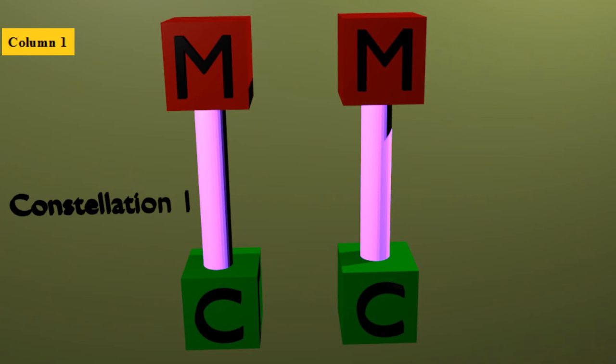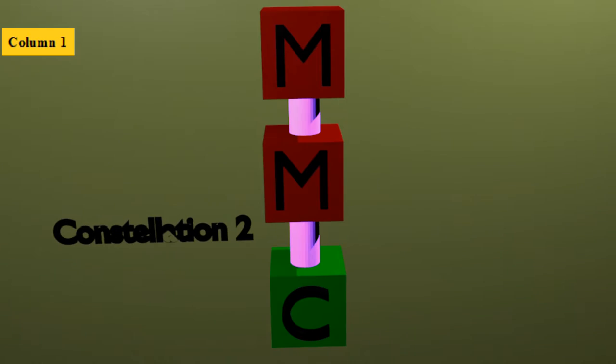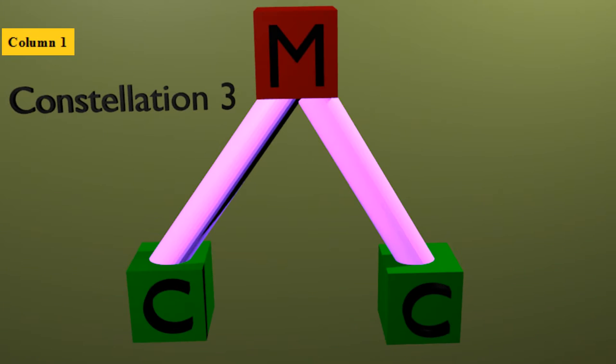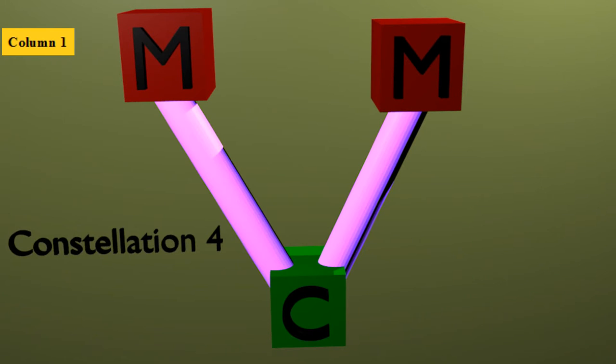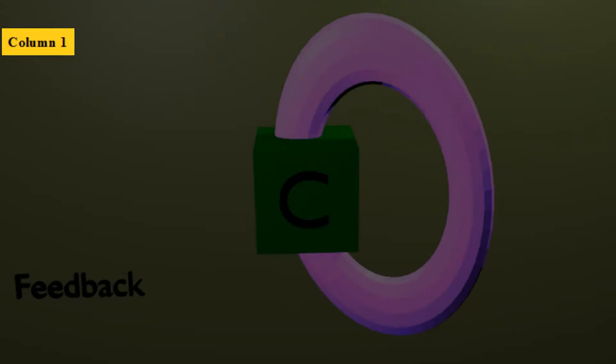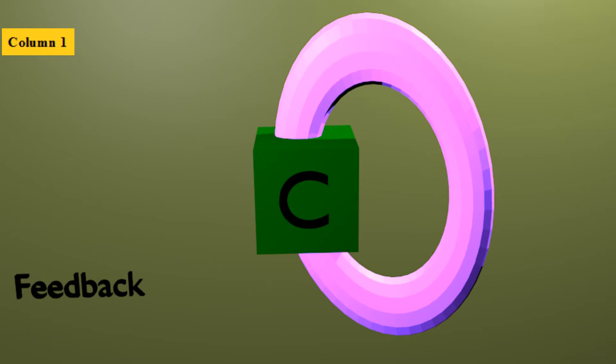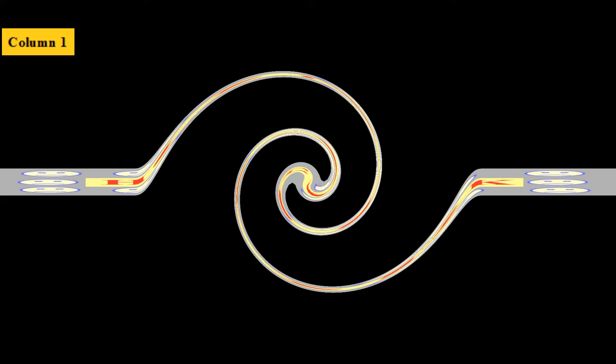In constellation 1, there are 2 or more independent chains of modulation being patched parallel to each other. In constellation 2, there are 2 or 3 modulators patched in series, modulating a single carrier. In constellation 3, there is 1 modulator modulating 2 or more carriers. In constellation 4, there are 2 or more modulators modulating 1 single carrier. And at last, constellation 5, well, this is the feedback loop containing 1 or more operators.